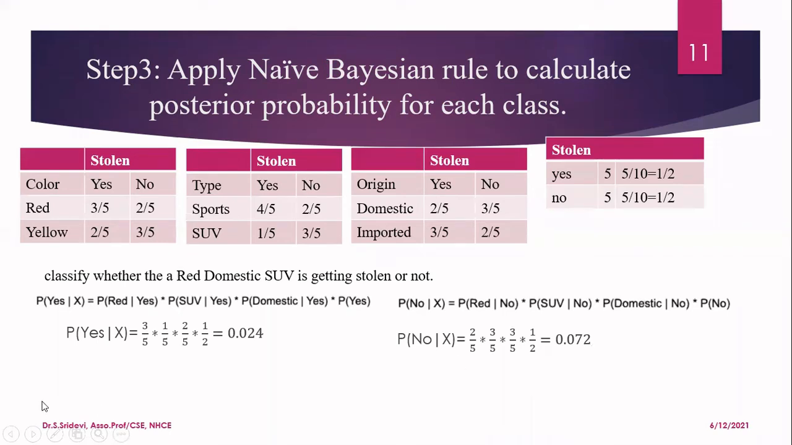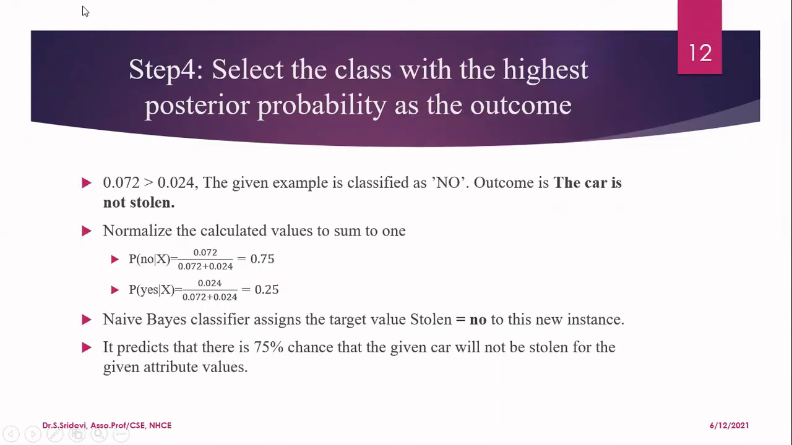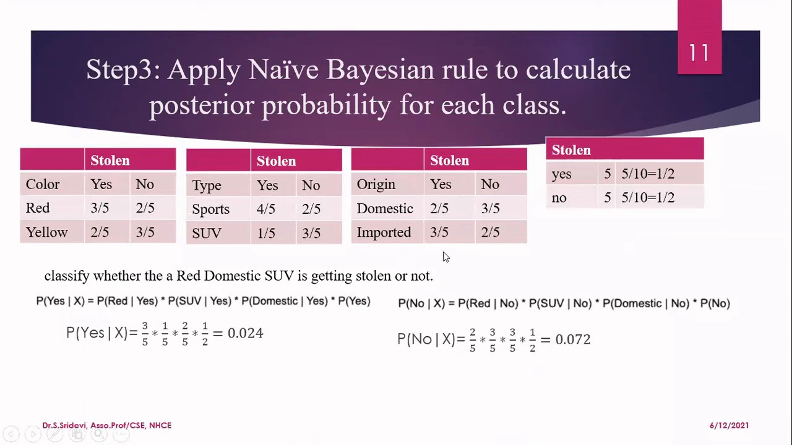Now we have calculated all the probabilities. So in step number 4, I'm going to select the class with the highest posterior probability as the outcome. For the given example X, I have calculated the probability that that particular example will be predicted as yes. Then I have again calculated the probability that it will be predicted as no. I have calculated this for 2 different outcomes because I have a binary classification problem.